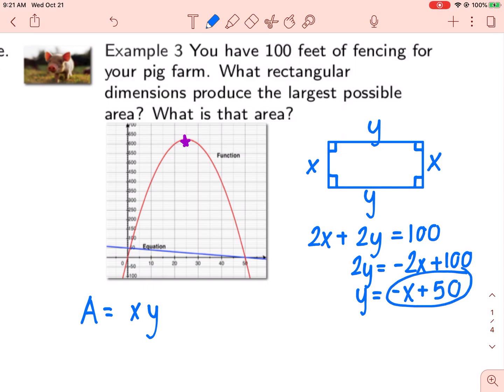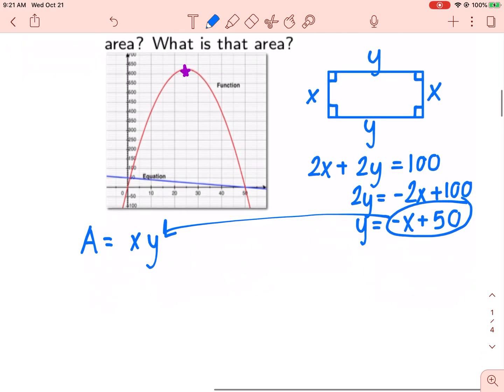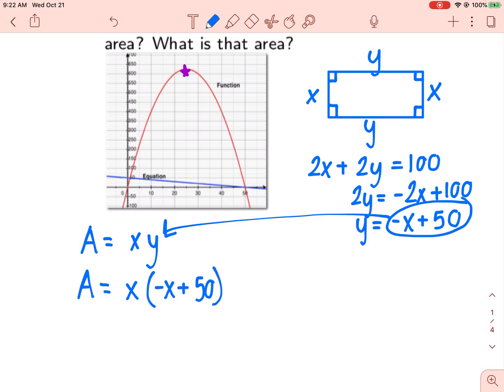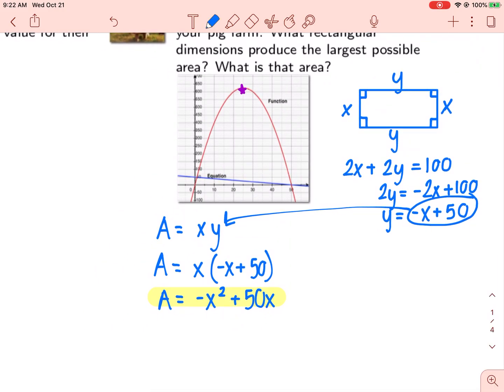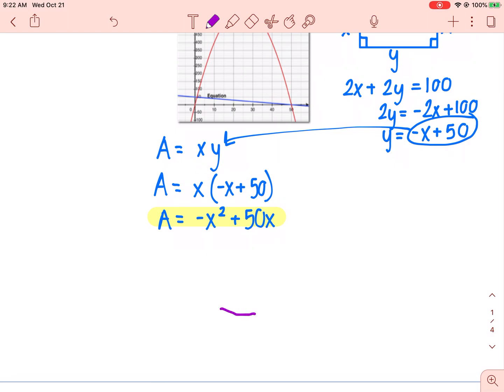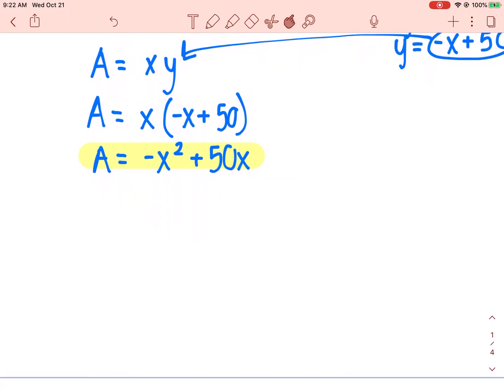Okay, this is from before. I'm just getting area into one variable now. I'm going to distribute. Negative x squared plus 50x. Okay? Normally this is where we stop. We find the area formula. But now it wants us to find the largest possible area, which means that vertex. So one step further, you can again complete the square or use vertex form.